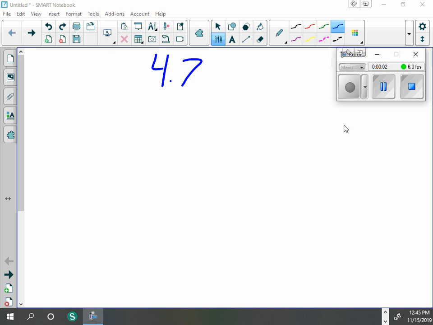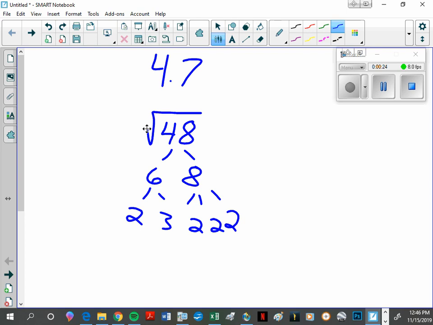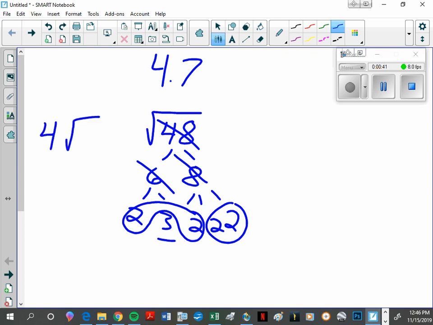We need to review just a couple things for 4.7. First, if I had the square root of 48 and I wanted to simplify, then I would pick something like 6 times 8, 2 times 3, and 8 is made up of 2 times 2 times 2, and I cross off everything that factored. Can I bring anything out? So 2 pairs of 2's. And so on the outside, I get 2 times 2, which is 4. And on the inside, I get a 3.